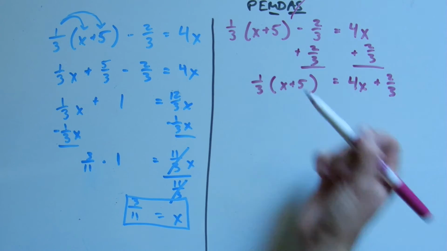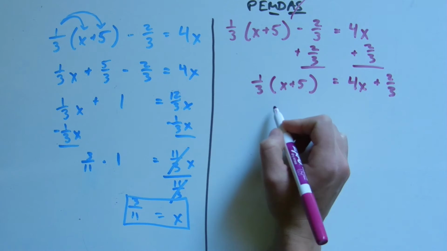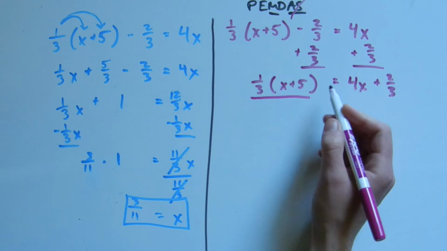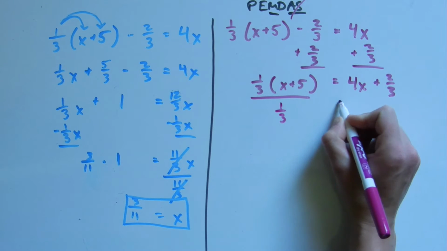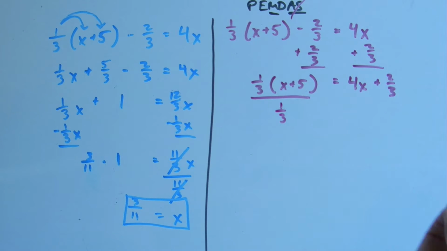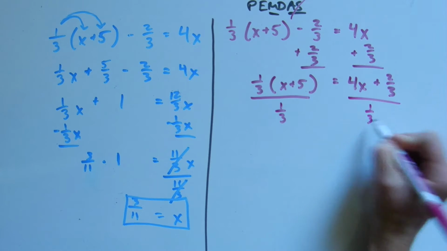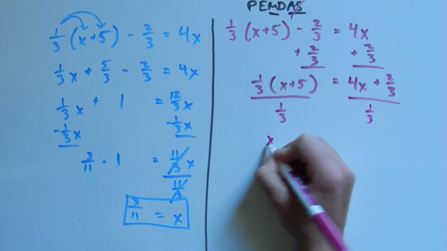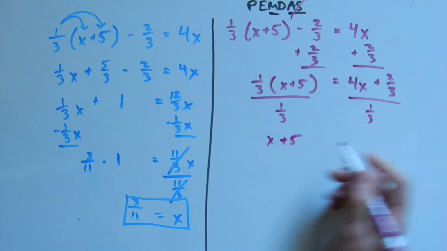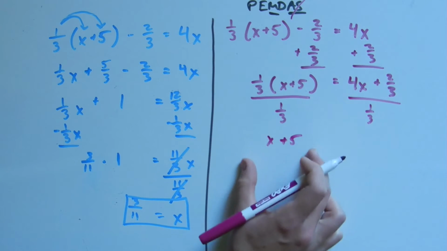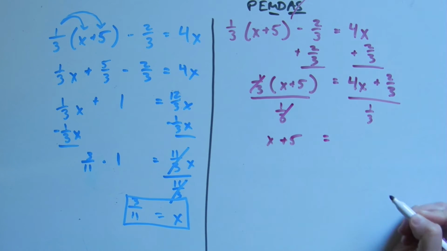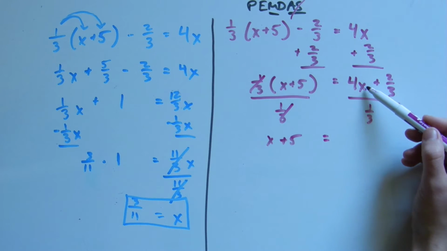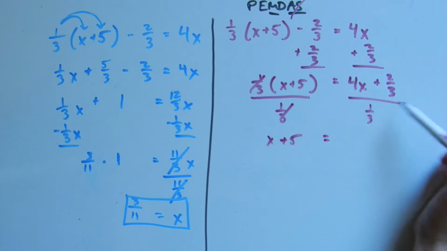So now our next step would be multiplication and division if we could. So we divide the left-hand side by 1/3, and we divide the right-hand side by 1/3 as well. This will leave x plus 5 all by itself. So we do not require the parentheses anymore once it's all by itself. Over here, however, we're going to have 4x plus 2/3, all of that divided by 1/3.